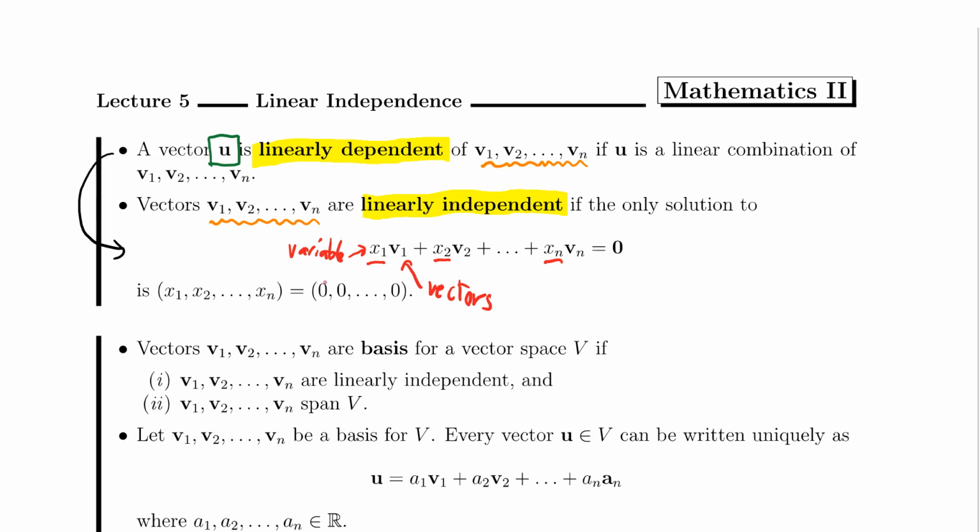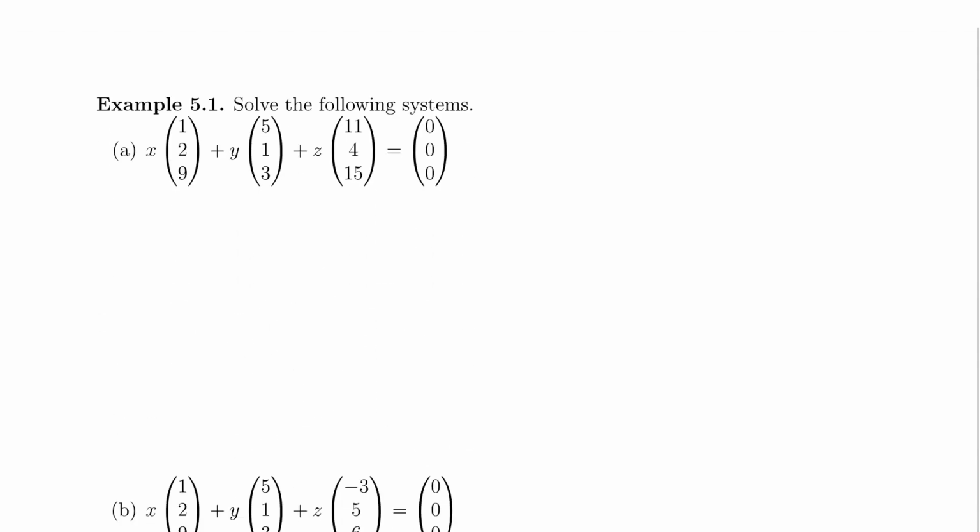Notice that the solution where all the x are equal to 0 is automatically one of the solutions, because if all the x are 0, then my left hand side is automatically 0. So if this is the only solution, then I'm going to say that these vectors are linearly independent. Now to demonstrate, let me just do example 5.1 here.